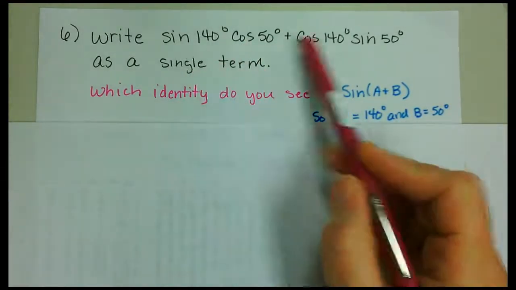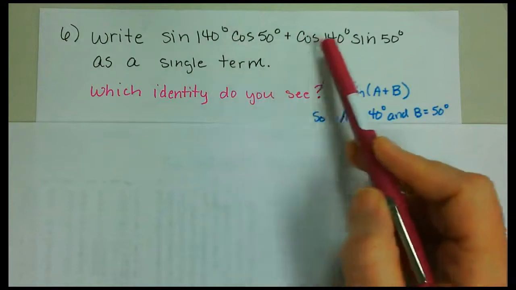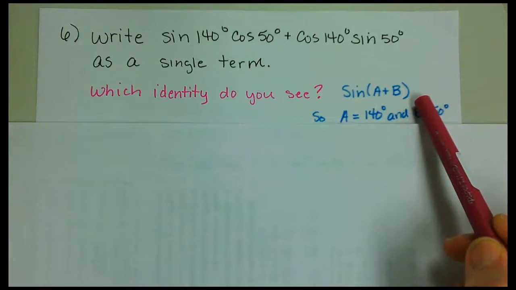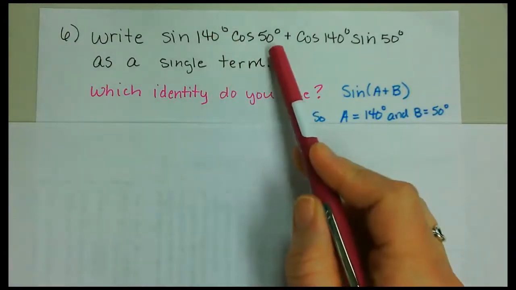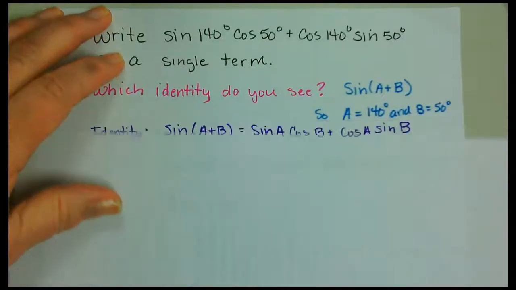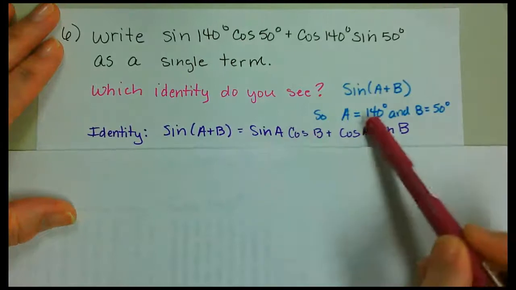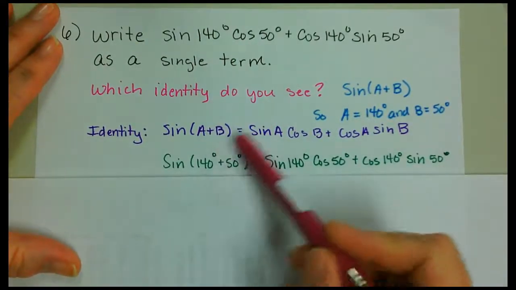Well, I looked at my identities and looked on the right-hand side till I found sine A, cosine B, cosine A, sine B, and that ends up being the A plus B rule. So that means A is 140, B is 50 degrees. So here's the identity that I'm using because this side matched up to this side, and I'm working my way backwards to get this together.